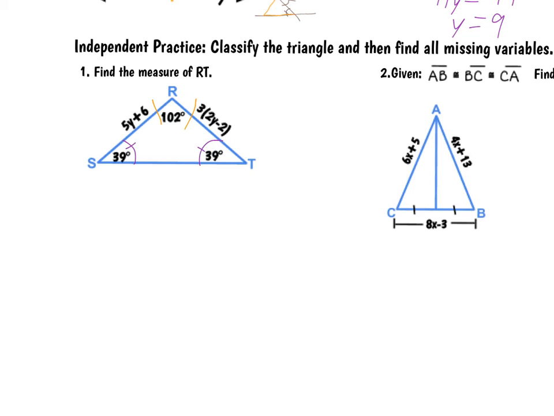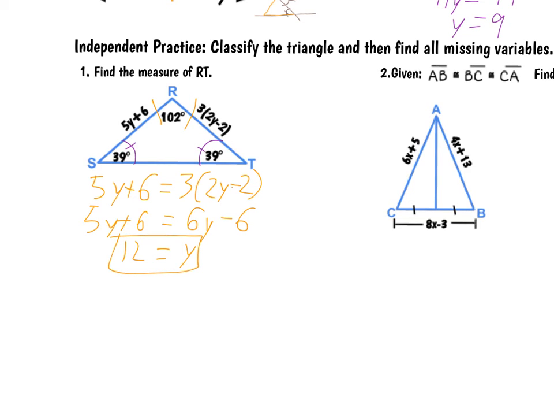So when we go to find our y value, isosceles triangles tells us that 5y plus 6 must be equal to 3 times 2y minus 2. Distribute that 3 in there so we can solve. 5y plus 6 is equal to 6y minus 6. Move our variables to one side. We have a y over there. Add 6 to both sides. We have 12 over there. So y is equal to 12.